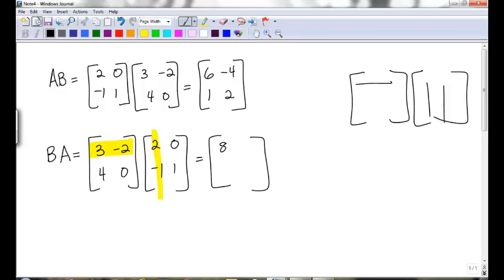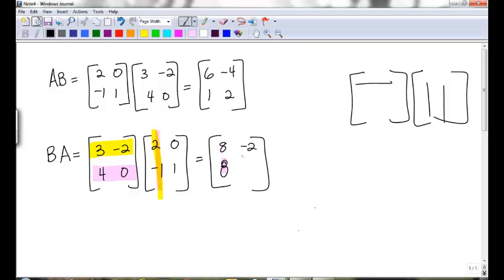Multiply 3 times 0 would be 0. Go across here and down here. So negative 2 times 1, negative 2, and add them together should be negative 2. Once you've exhausted the columns, then you go to the next row. So now we're going to go to this row and this column. Multiply these two. 4 times 2 is 8. You go across here and down here. 0 times negative 1 is 0. Add them together would be 8.